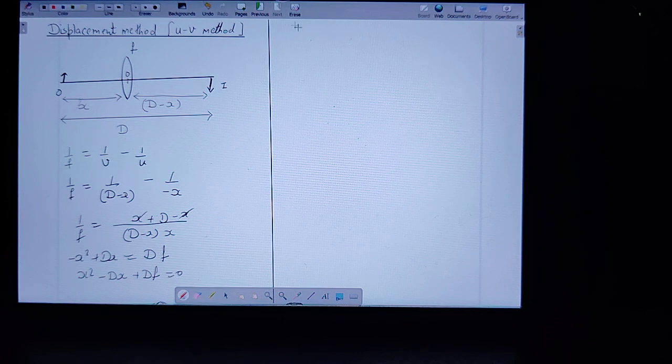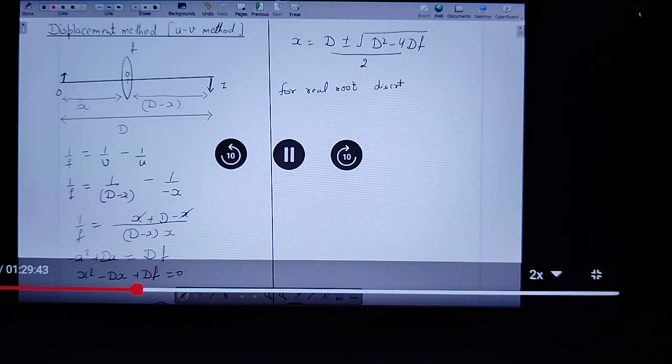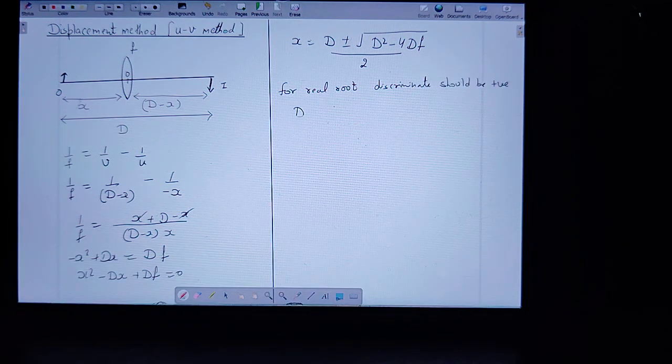So let's find the root of this equation. The root for x will be given as d plus minus under the root of d square minus 4df, upon 2. This is the formula to find the root of x. For the root to be real, the discriminant should be positive, that is d square minus 4df should be greater than or equal to 0. So from here we get d should be greater than or equal to 4f. So the minimum value of d then.